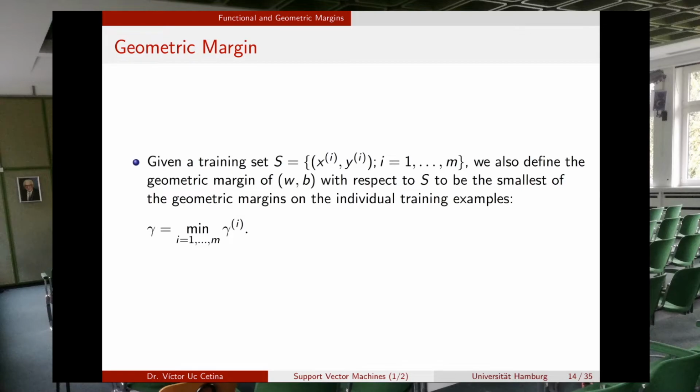If you have a set of points, like m points, we can also define the geometric margin for this set of points, and it will be simply the minimum geometric margin over every point. So you will compute the geometric margin for every point, and you will take the smallest one, and that is going to be our geometric margin.